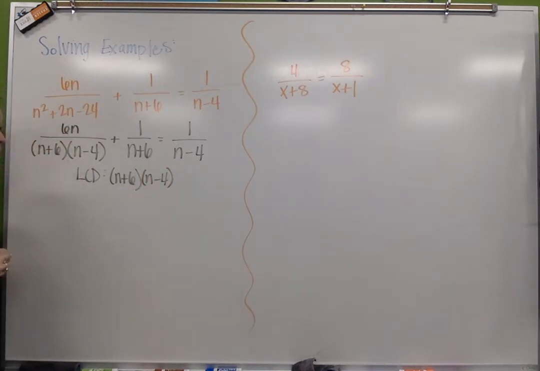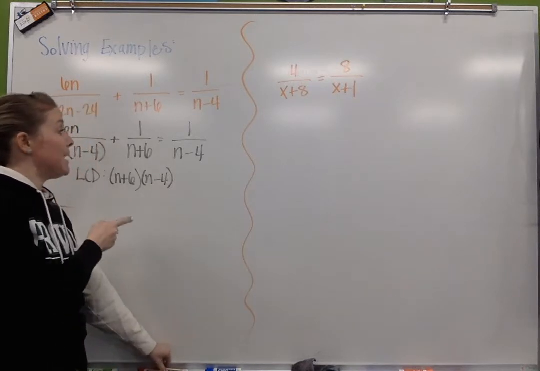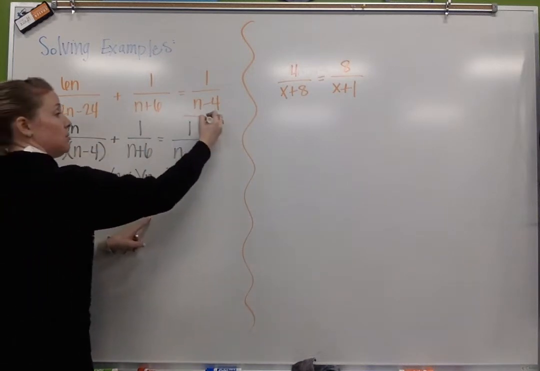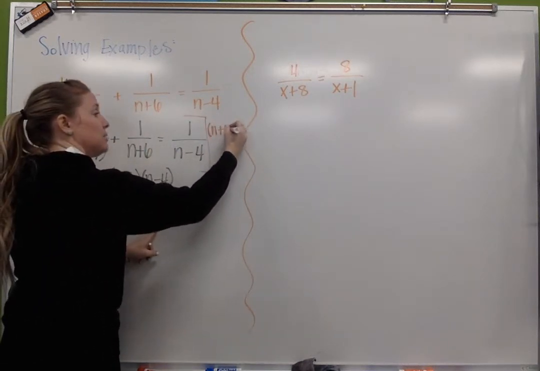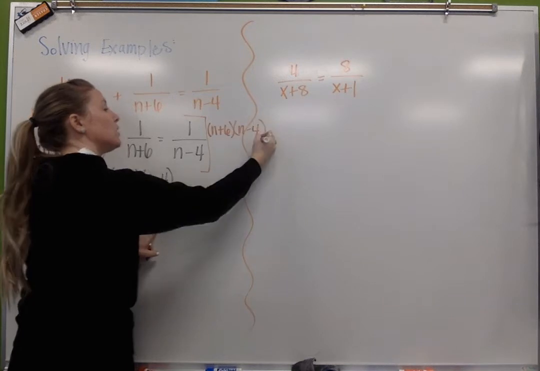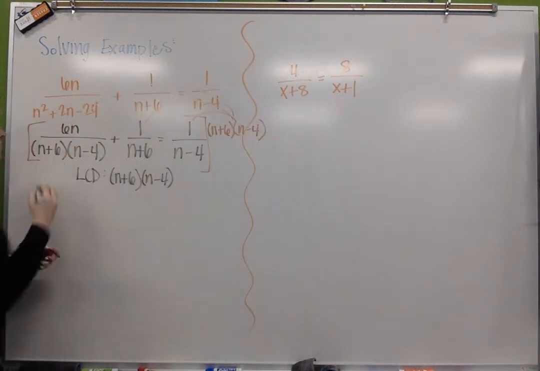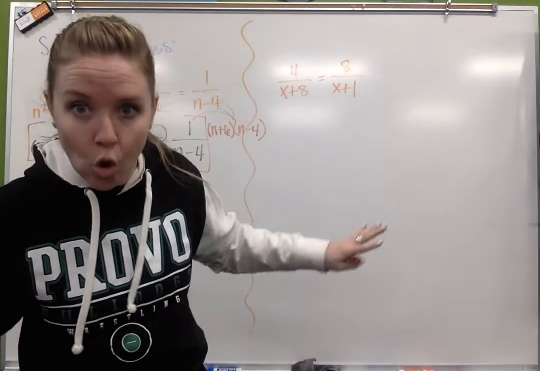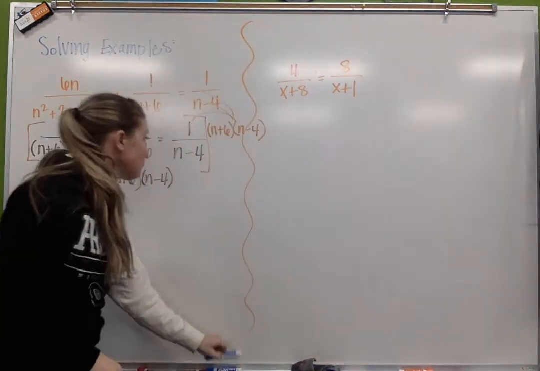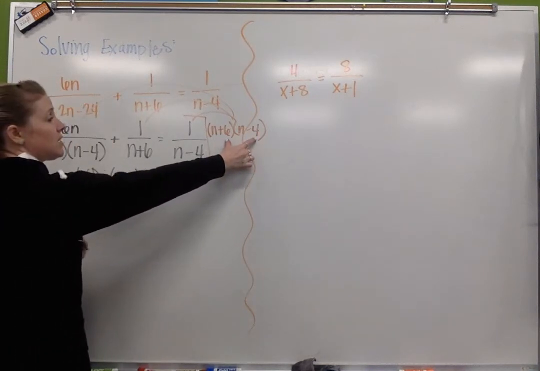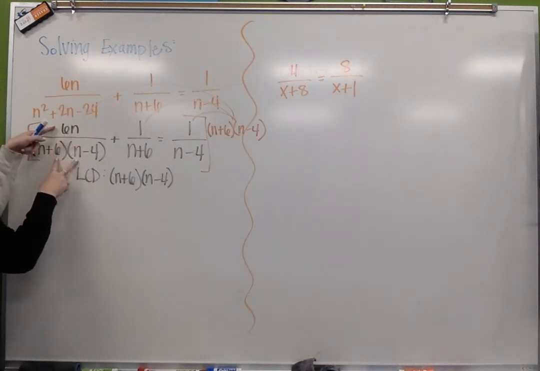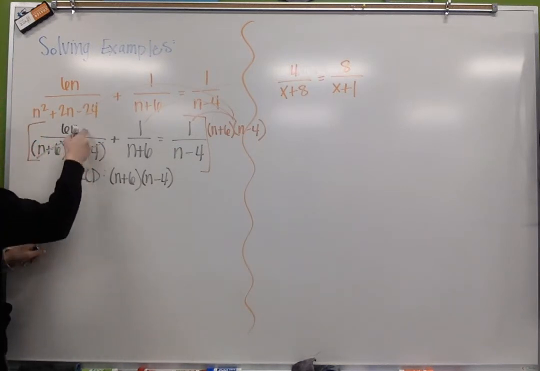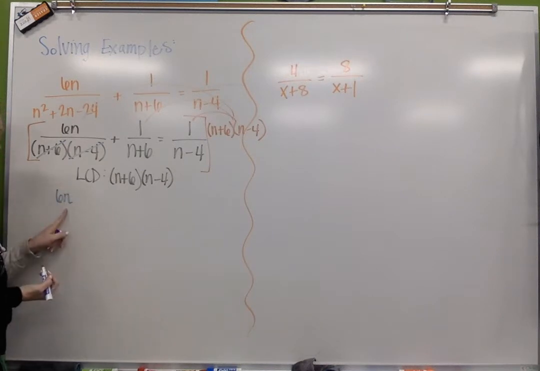So what I'm going to do is multiply every fraction by n plus 6 times n minus 4, and I'm going to distribute that in. But here you're going to see me do this in a little bit of a shortcut method, so I don't have to write so much down. If I multiply n plus 6 times n minus 4 by 6n, and then divide by n plus 6 times n minus 4, those are both going to reduce out, leaving me with 6n.